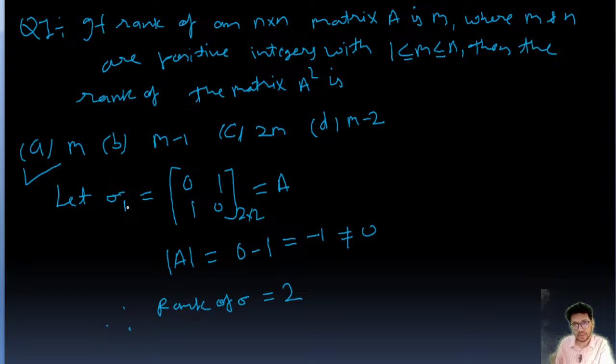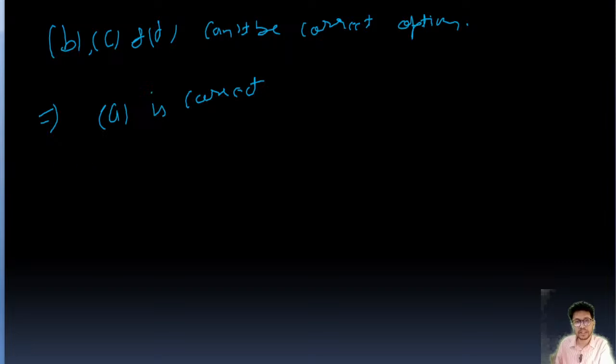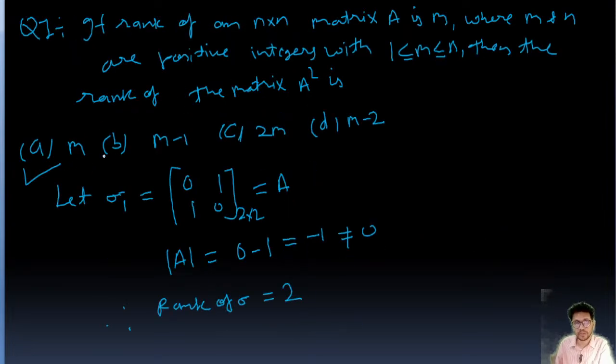That is, we have supposed sigma 1 equal to A, then we have found A square, and we've got rank 2 for both A and A square, right? So option A is the correct one for this. Very good question. Okay, logical question. Next question, guys.